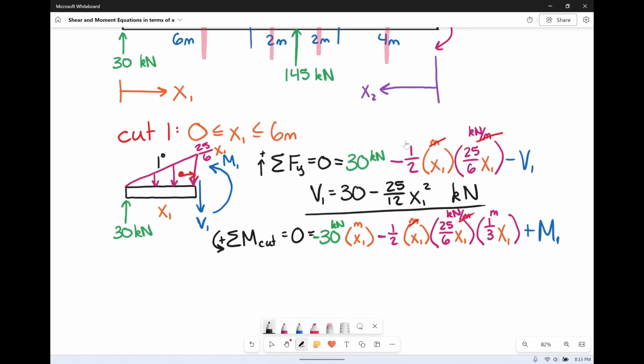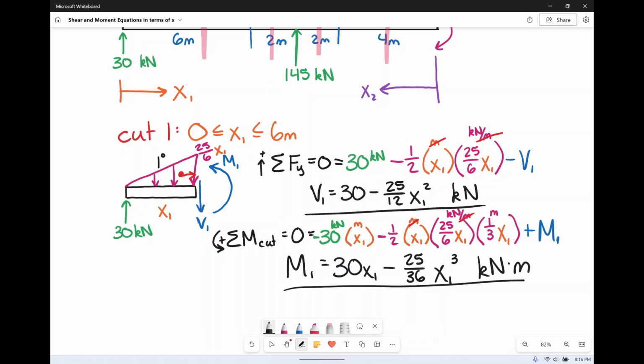We all know it. So this means, waving the hand, doing the magic here, we're going to kind of shorten this up, and I'm just going to tell you the final answer here. The final answer is 30x1 minus 25 over 36 x1 cubed. This is in kilonewton meters.